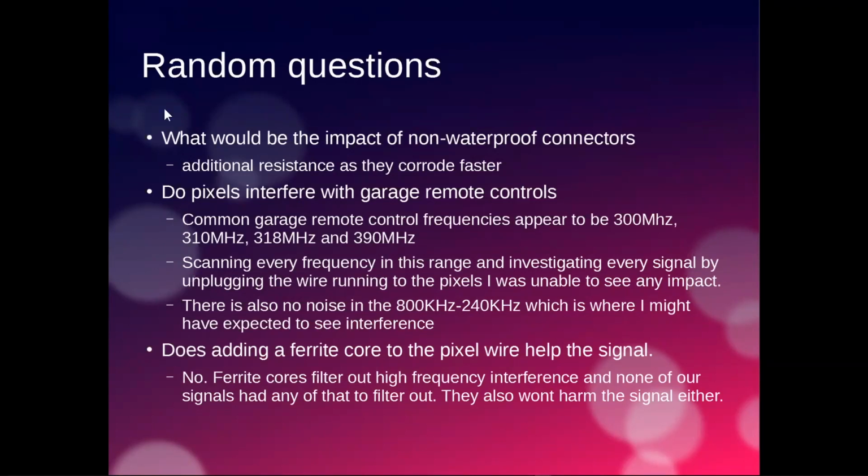Another thing I've heard people ask in the past is, should you add a ferrite core to the pixel wire to help the signal? The answer is pretty much no. A ferrite core is that little black bulb you might see on your power lead or USB cable. It's typically a cylinder that the wire is passed around, and it acts as an inductor. It filters out high frequency interference, and none of our signals have any of that to filter out. So it's not going to harm the signal, but it's also not going to do anything for it either. I wouldn't be investing in ferrite cores.